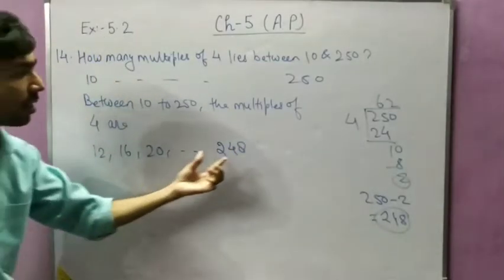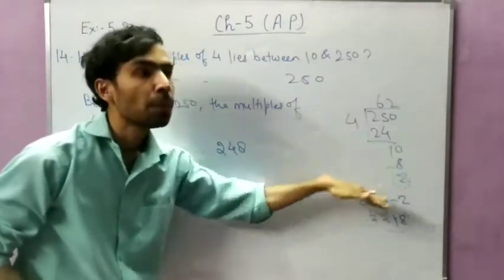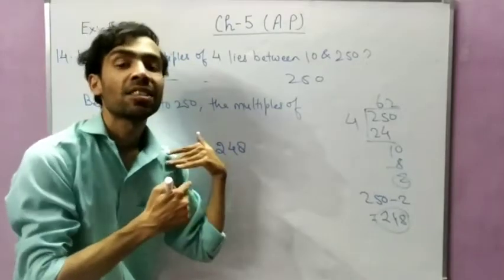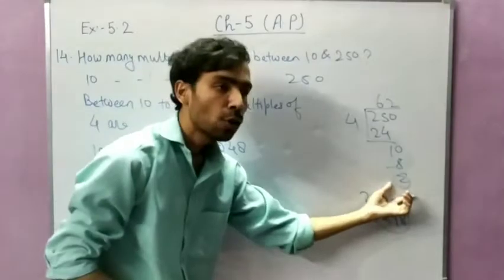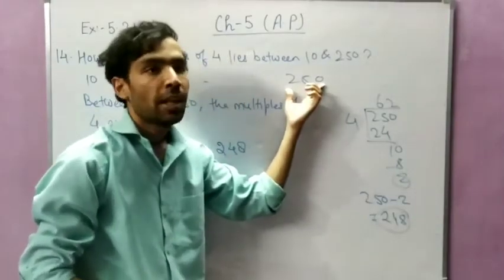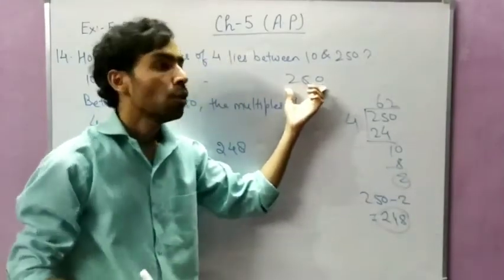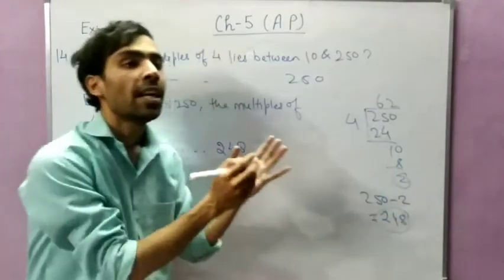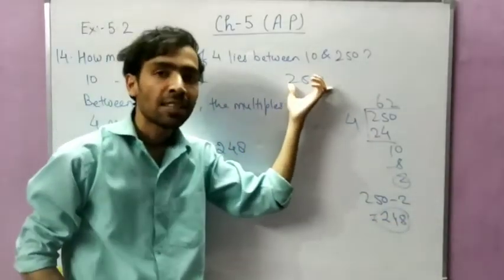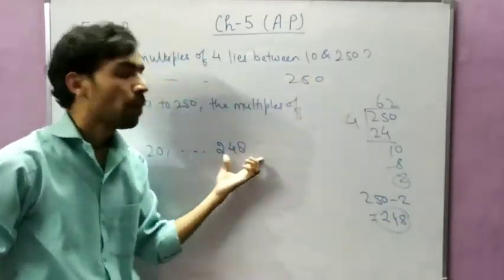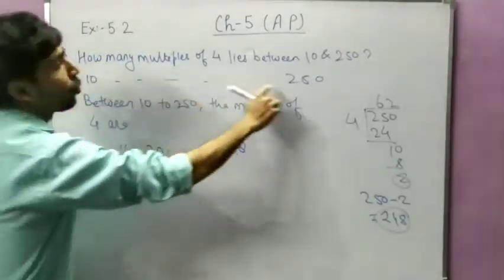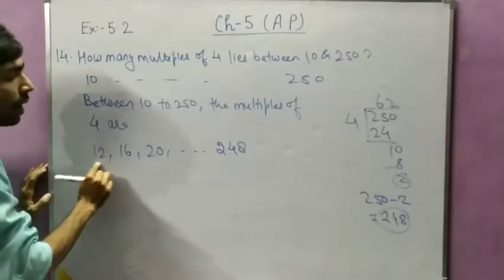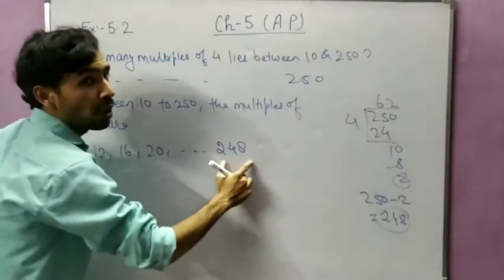Okay, why are we doing this division? Because to get the last term which is a multiple of 4. Suppose the remainder is 0, then that will be the last multiple. If the remainder is not 0, whatever remainder is coming should be subtracted from the last term, so as to get the multiple of 4. So the multiples of 4 between 10 to 250 are 12, 16, 20 up to 248.